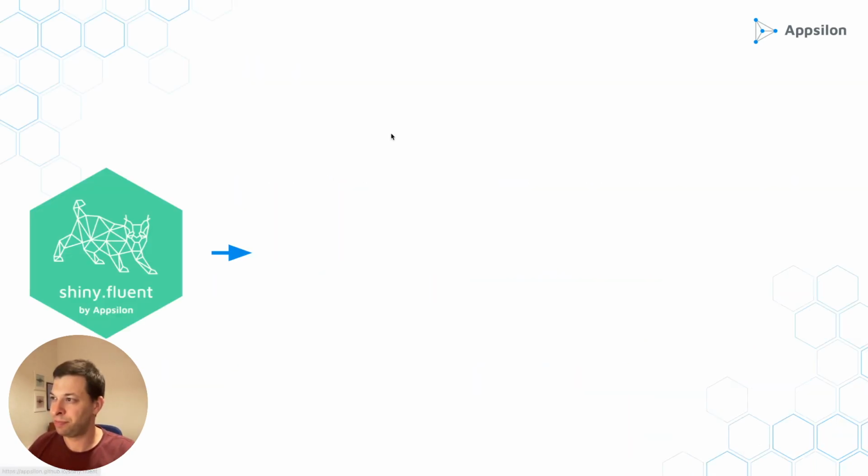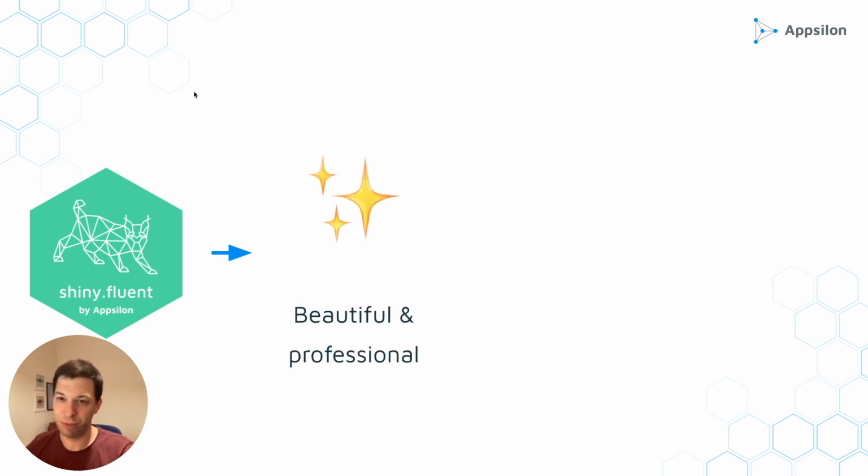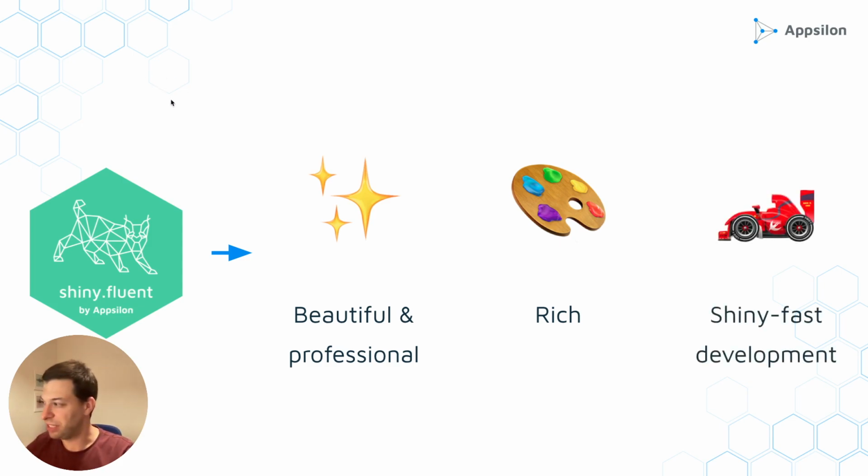So to sum up, how can shiny.fluent make your project stand out? It brings beautiful and professional design. It has a very rich palette of components that you can use, like people picker, teaching bubble, hover card, and so on. And of course, speed. So it still gives you the amazing development speed that Shiny is famous for. So I encourage you to check it out.